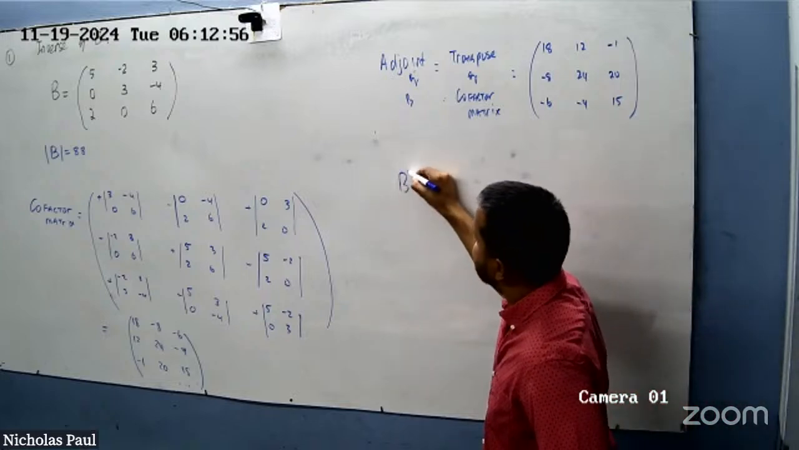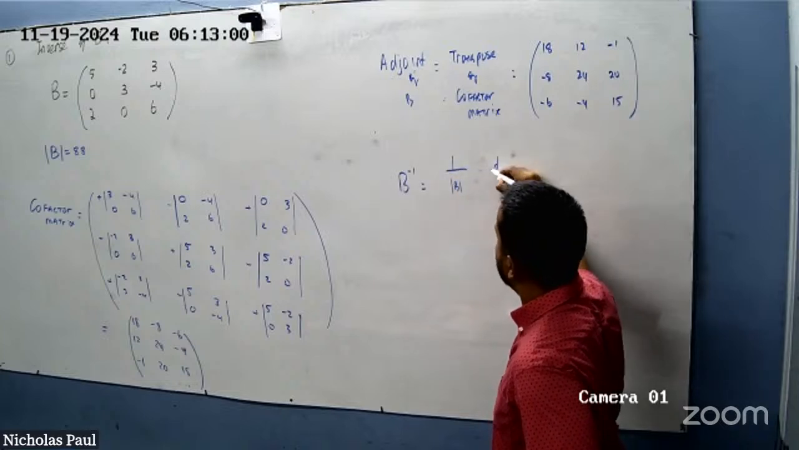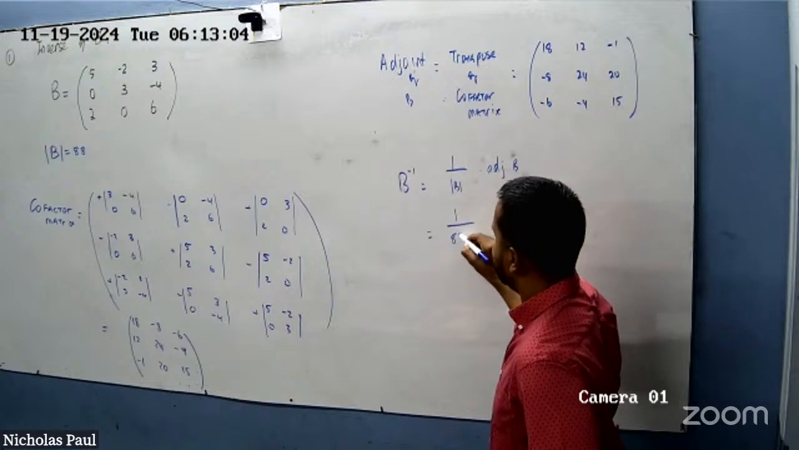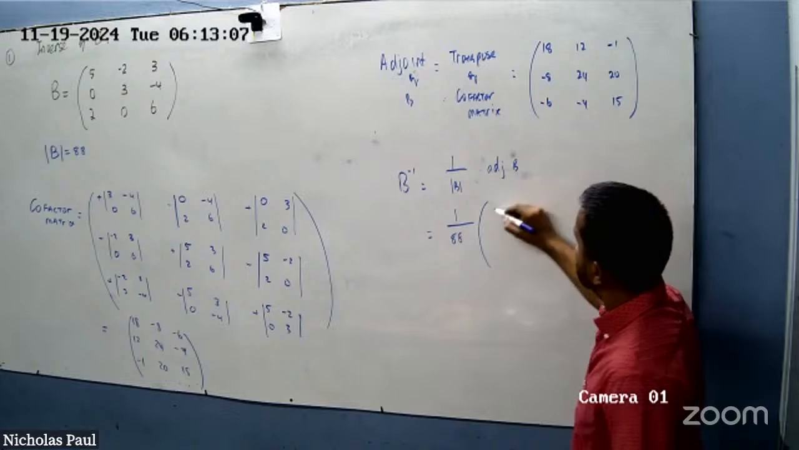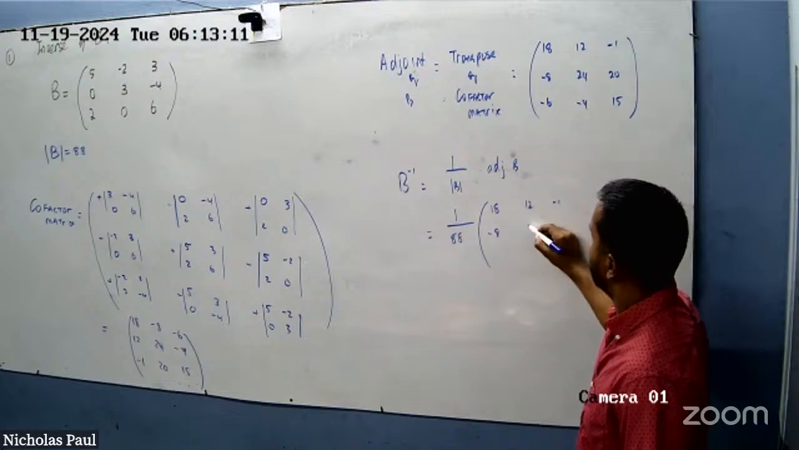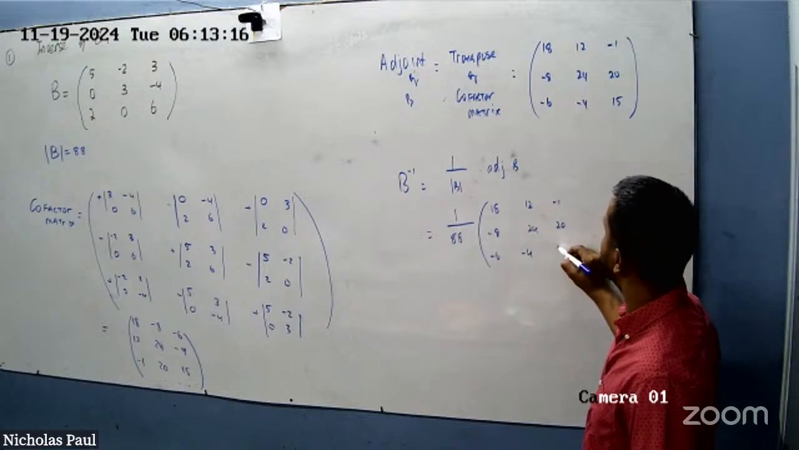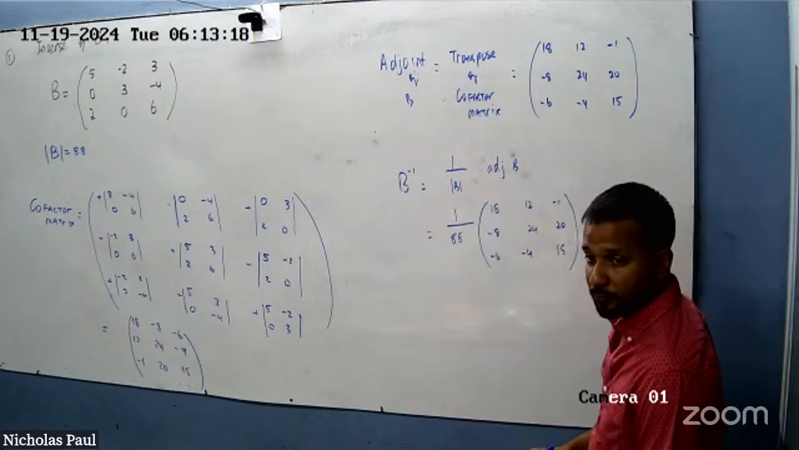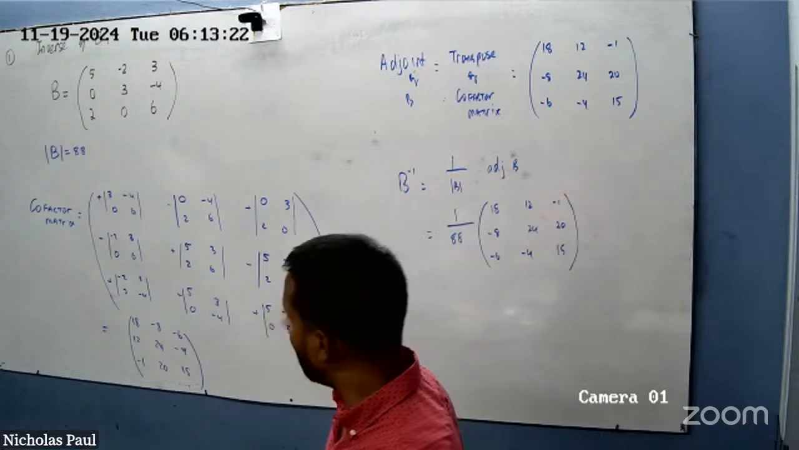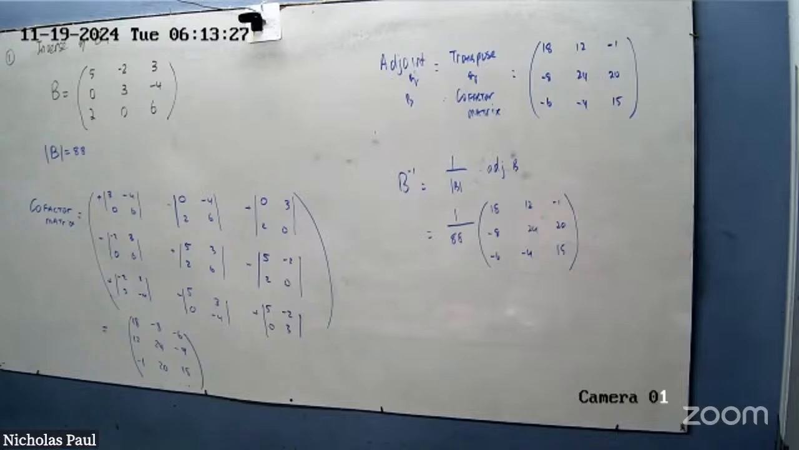B inverse is equal to 1 over the determinant multiplied by the adjoint of B. So that's 1 over 88 multiplied by this: 18, 12, minus 1, minus 8, 24, 20, minus 6, minus 4, 50. It's not hard. Right? It's a perfect example of what you do.